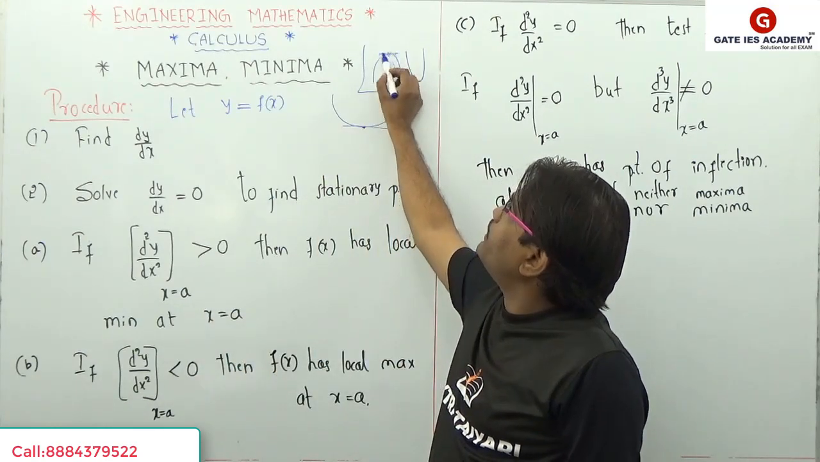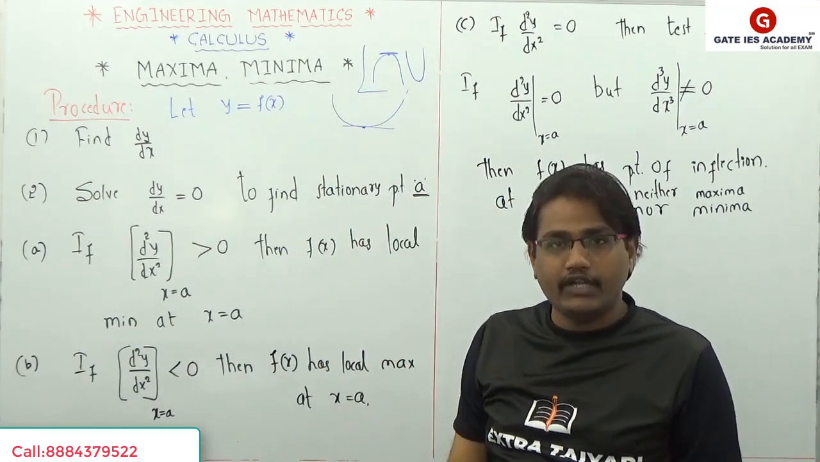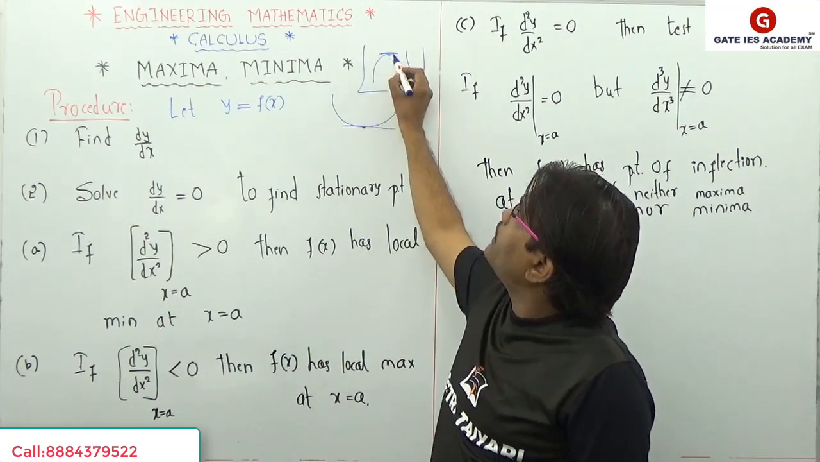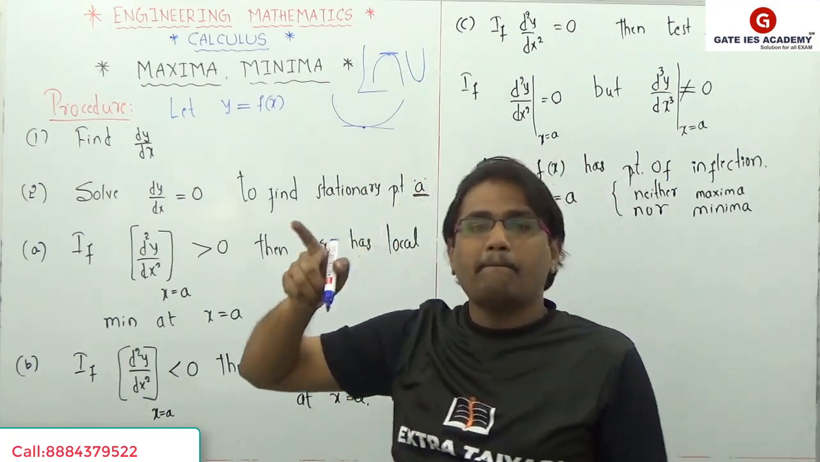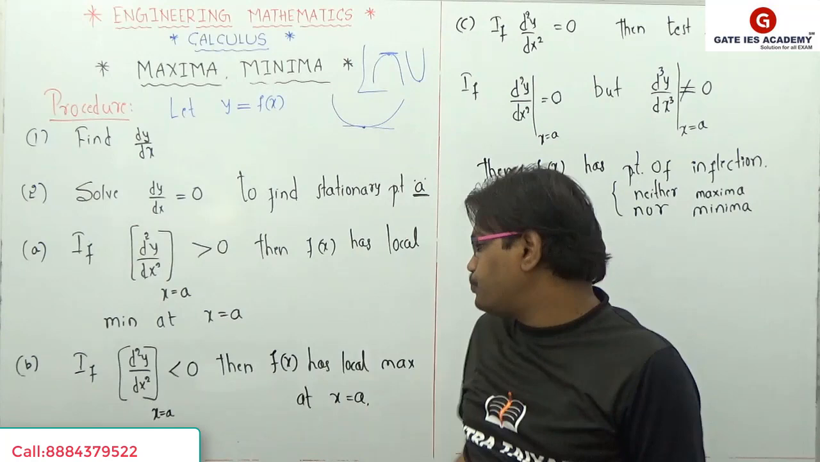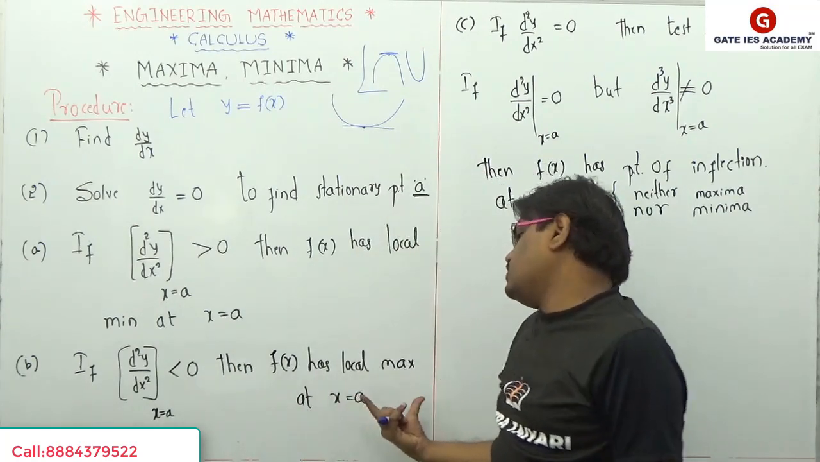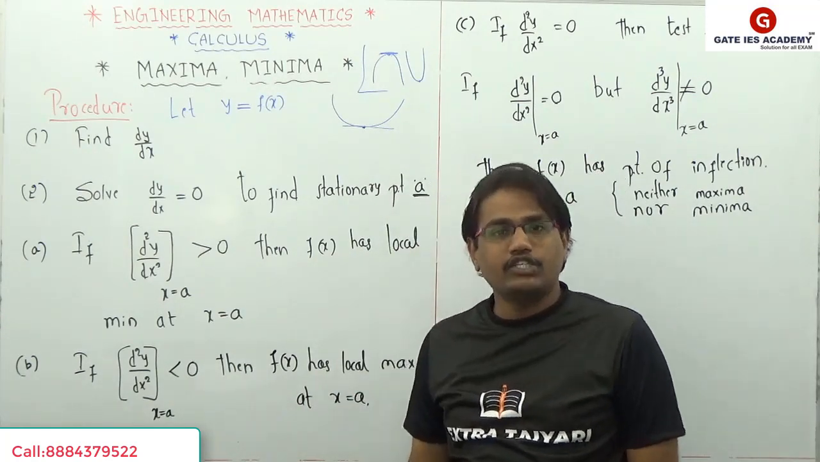So at this point, if I get the second derivative as negative, it is a convex curve, and a convex curve represents the local maxima value. So then f of x has a local maxima at x equals A.